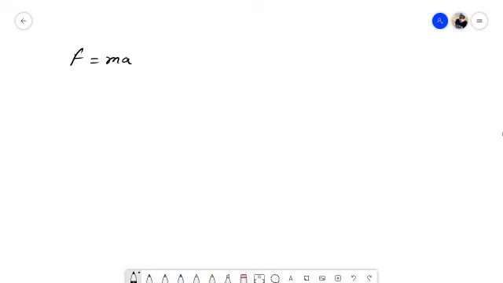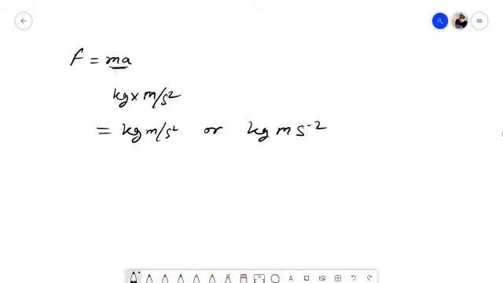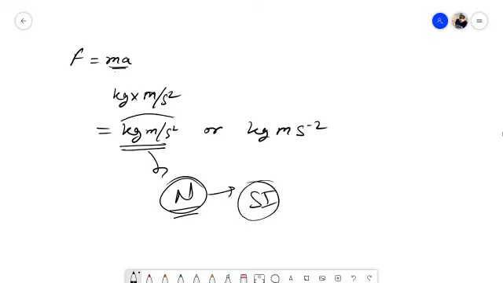Now let's understand what is the unit of force. From here only you can derive the unit of force, that is the unit of mass multiplied by the unit of acceleration, that is meter per second square. So the unit of force becomes kg meter per second square. Now this kg meter per second square is also called Newton, and this Newton is represented by capital letter N. This is the SI unit, and this is the MKS unit.